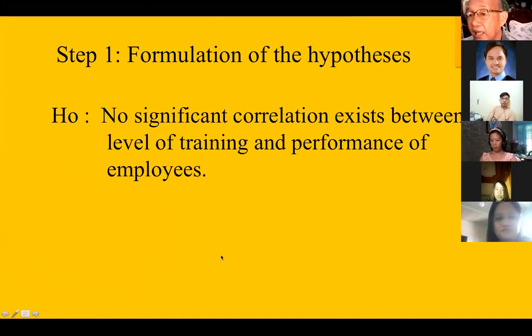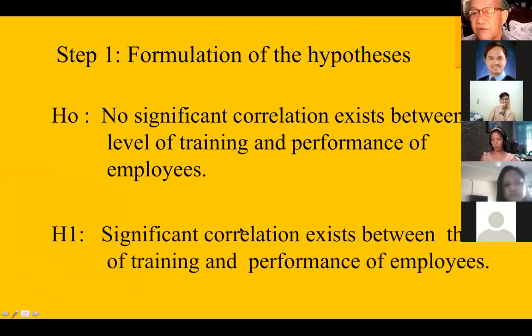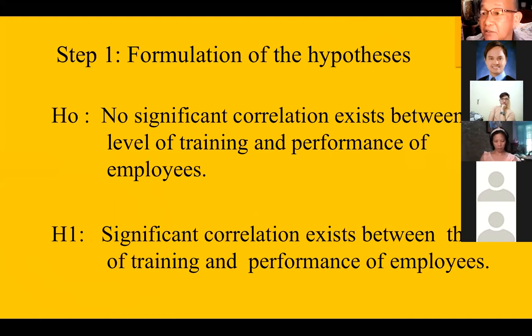So in this example, X is training, and Y is performance. Get it? So look at the null hypothesis. No significant correlation exists between the level of training and performance of the employees or of the teachers. Look at that. No significant correlation. That was our stem earlier in the null.